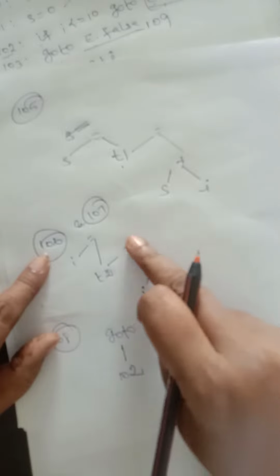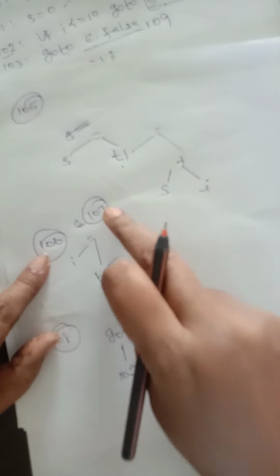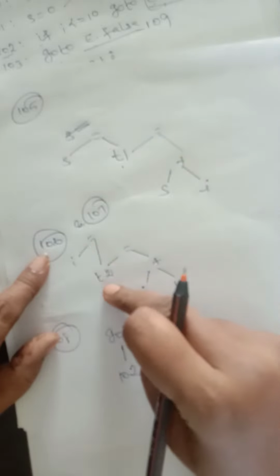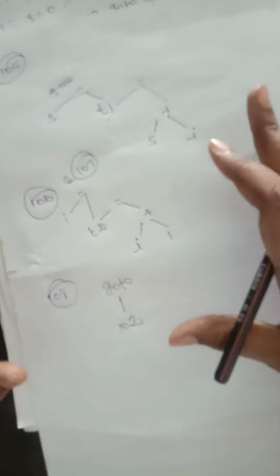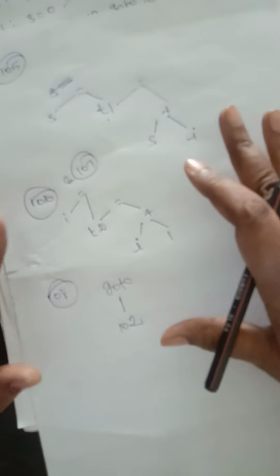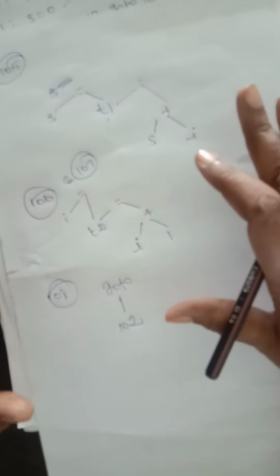106 is what? T2 equal to I plus 1. 107 is what? I equal to T2. Here I combine the two. Then last line, go to 102. So, this is a normal way of constructing syntax tree. Next, we have to optimize it.